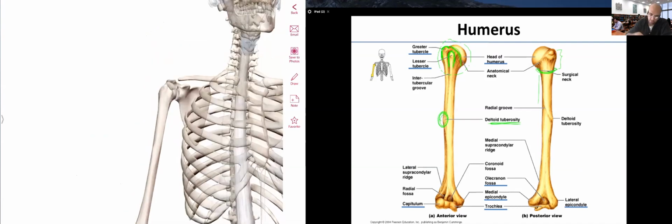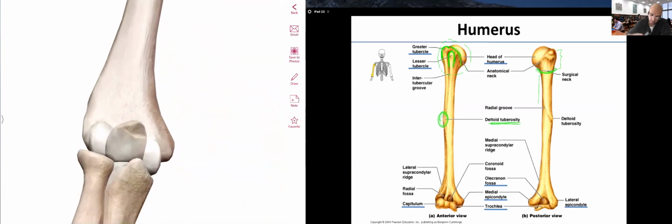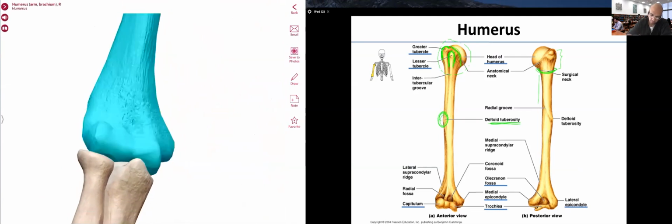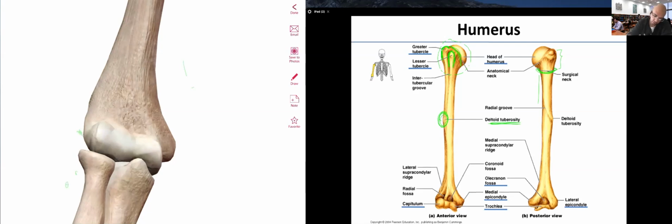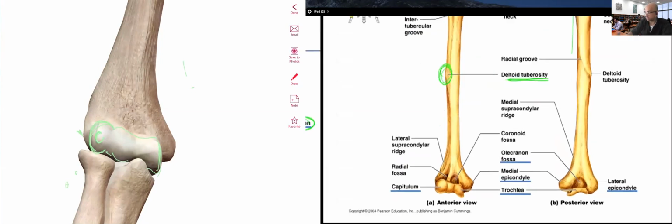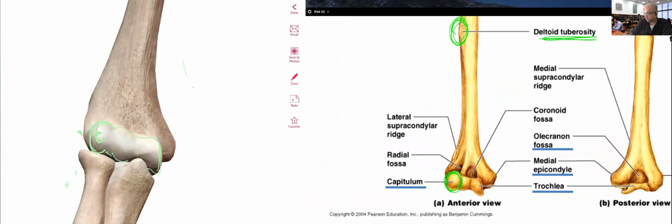If we keep moving down to the lower end of the shaft of the humerus, or the distal end of the humerus, the distal epiphysis, what can I see on here? I will see a rounded articular surface and another articular surface which is cylindrical in shape. The rounded articular surface is called my capitulum. It looks like a head.